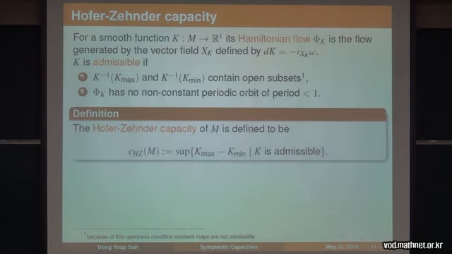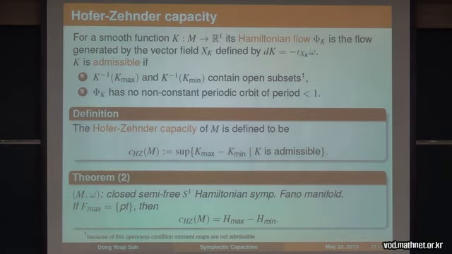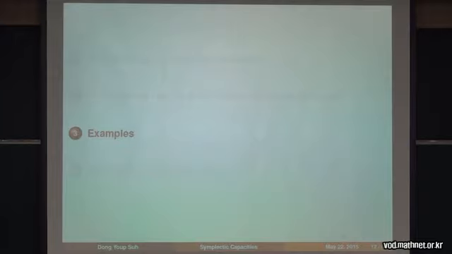Anyway, there is another one called the Hofer-Zehnder capacity, and under the same condition, Hofer-Zehnder capacity is from H maximum to H minimum. So I'm not going to talk about what the Hofer-Zehnder capacity is, but the value is this. Okay, so let me give you an example.